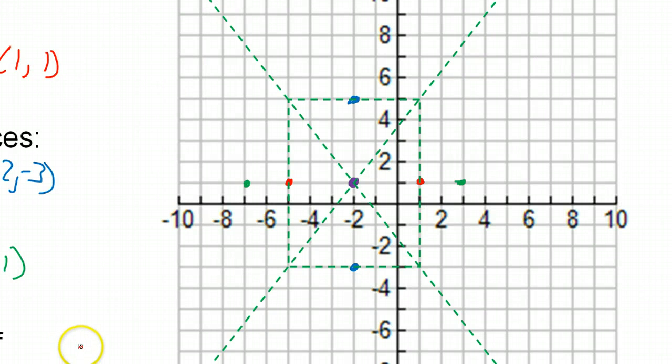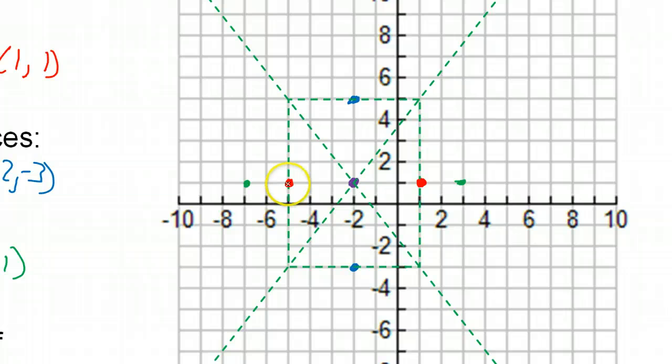Wait, there's one more thing I almost forgot. I never actually graphed the hyperbola. I did all that work setting up the rectangle and the vertices, the co-vertices, the center, the foci, but then I didn't actually draw the branches, which is kind of the most important part of the graph. So please do not forget to actually draw the graph.